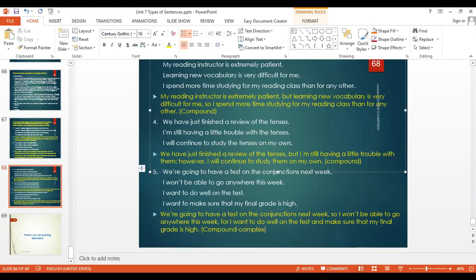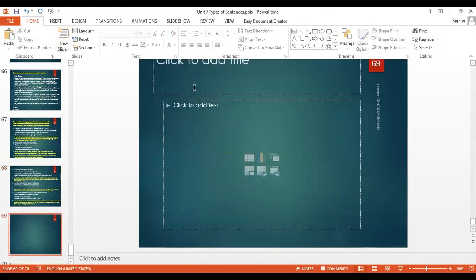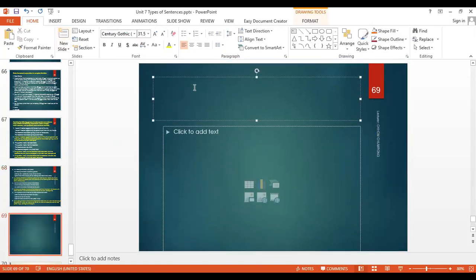Yeah. So this is what you have to be careful about when you write. You have to know clearly whether it is simple, compound, complex, or compound complex. Otherwise, you will make mistakes in your writing sentences. So to sum up, everybody, in English there are four types of sentences.